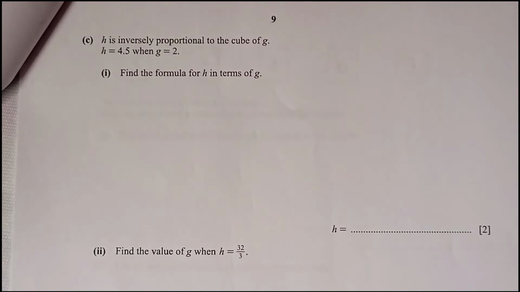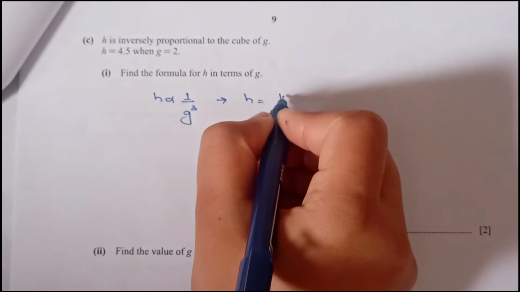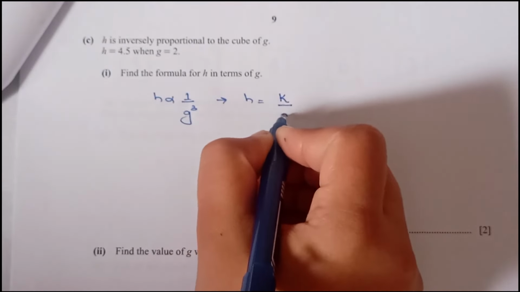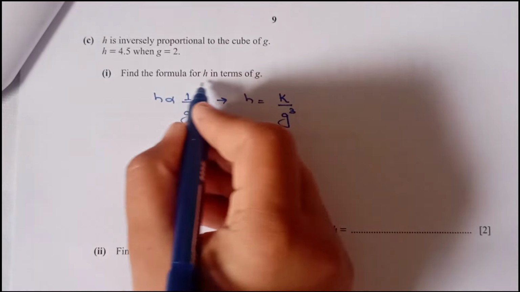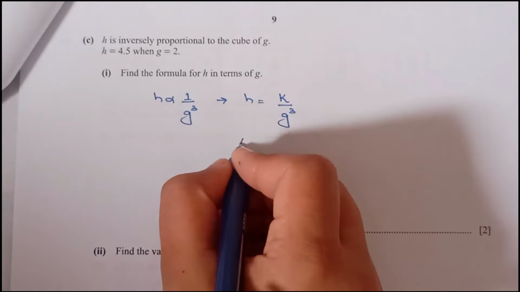Now for part 3, h is inversely proportional to the cube of g. It means h would be equal to k times 1 by g cubed. h is 4.5 when g is 2. Find the formula of h in terms of g. Okay, so just substitute h equals 4.5. This would be equal to k, and g is 2 cubed.